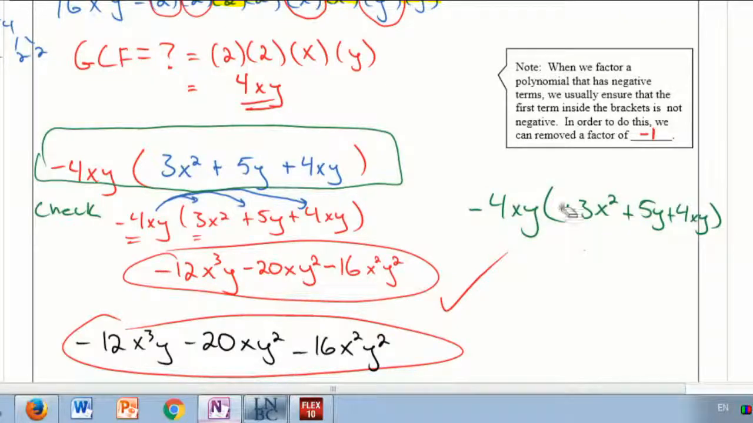And again, if I just wanted to change the signs of all these things, I could just put this as positive and change these back to negative. It just changes everything inside the brackets.